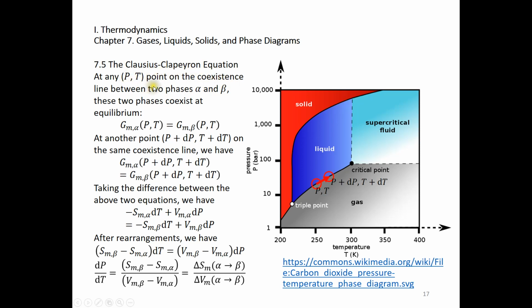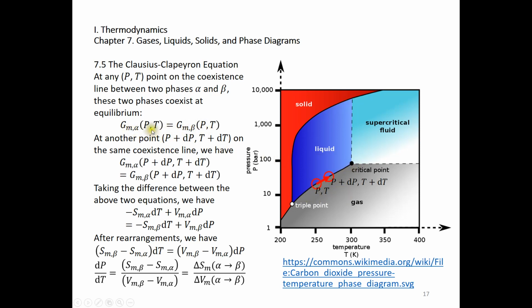At any point on the existence line between two phases, alpha and beta, these two phases coexist at equilibrium. Here's an example. We have this coexistence line between the liquid phase and the gas phase. Any data point on this line has an equilibrium between the liquid phase and gas phase. These two phases coexist, and also the molar Gibbs energy of the liquid phase equals the molar Gibbs energy of the gas phase along this line, and therefore we have this equation.